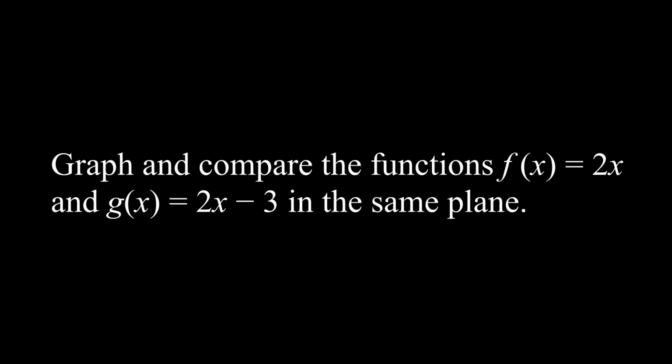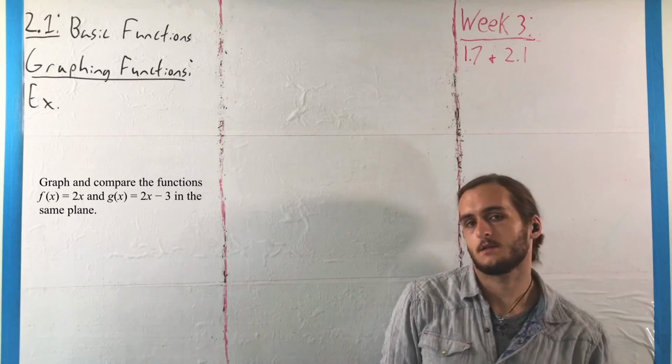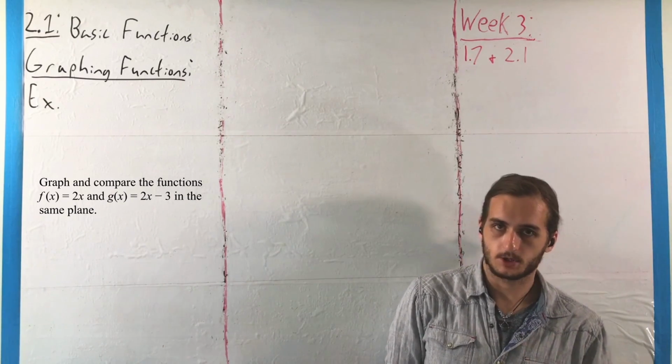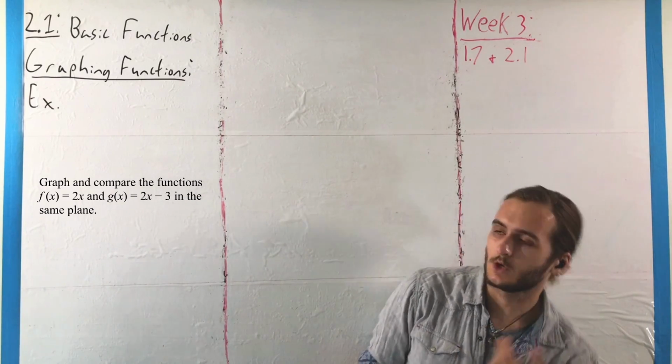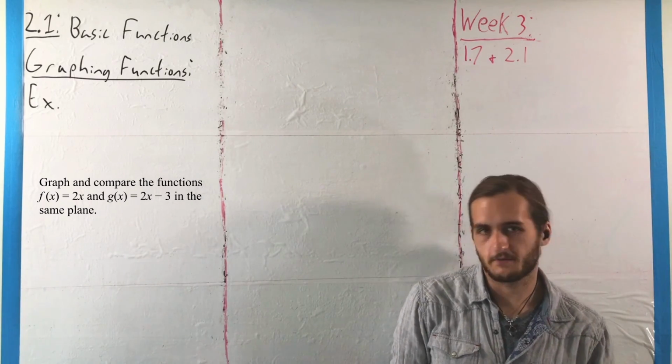So for example, if we want to graph and compare the functions f of x equals 2x and g of x equals 2x minus 3 in the same plane, what we're going to do works in basically the same way as what we did back in chapter 1, where, like I said, notice that we call the second function g of x, because we like to not always use f of x for everything.